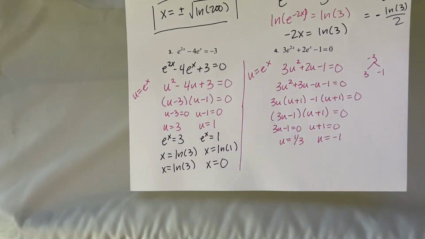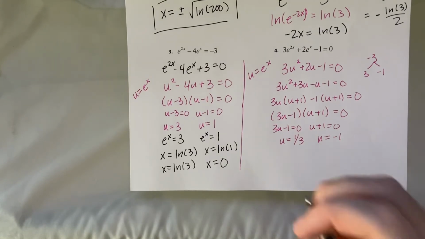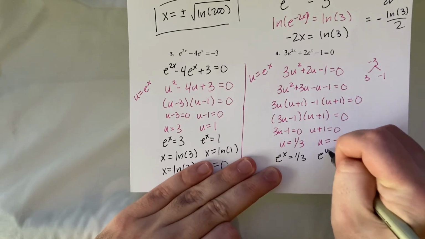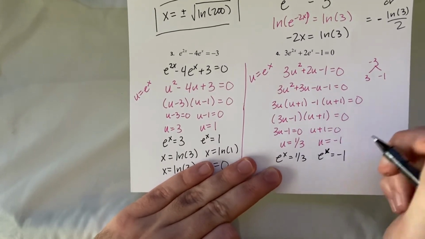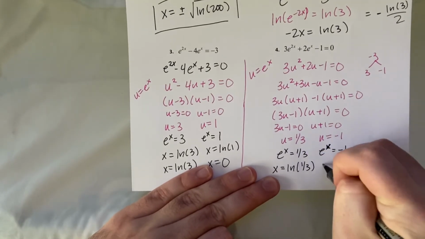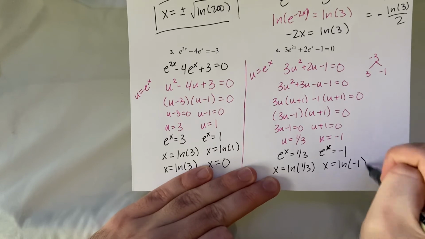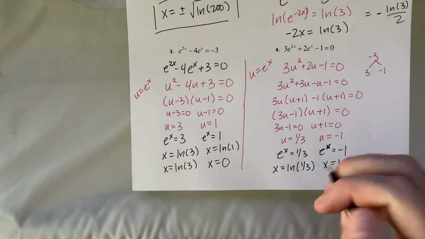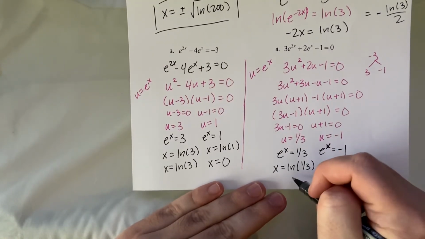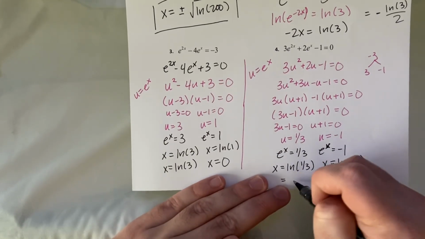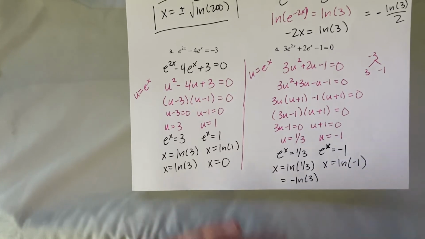But of the same argument, I do not leave it here. U is actually e to the x, so e to the x equals 1/3, or e to the x equals negative 1. Now, if I'm solving for this, x is then the ln of 1/3, or x is the ln of negative 1. Now, your homework may not like the ln of a fraction. Remember, if we use our logarithm rules, this is the ln of 1 minus the ln of 3, which is the negative ln of 3 because the ln of 1 is 0.